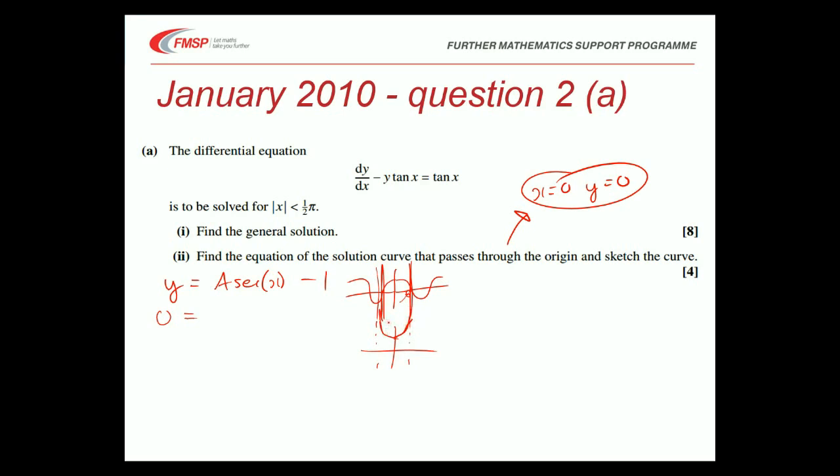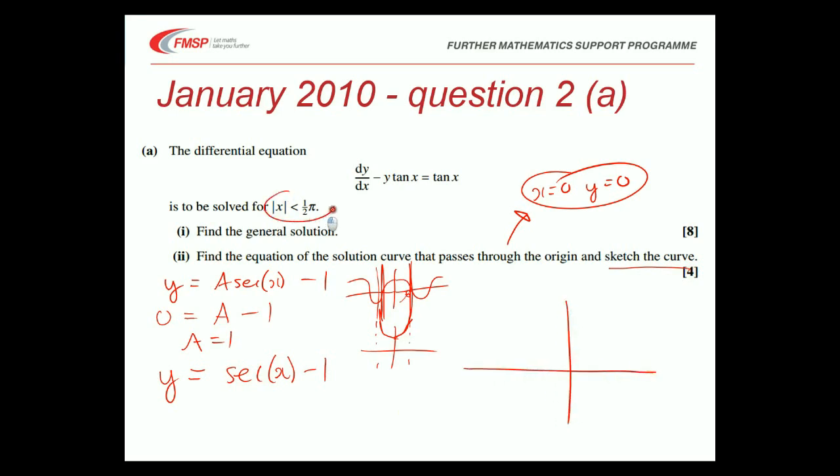But it's obvious that when you put 0 in there, we're going to get 1, so we're going to get 0 equals a minus 1, so a is just 1. And my particular solution is therefore just sec x minus 1, which we now need to sketch. But we've done a little thinking about the sketch in order to work out the values of sec, so actually let's just sketch this properly.